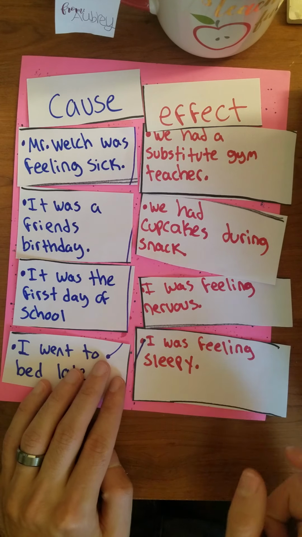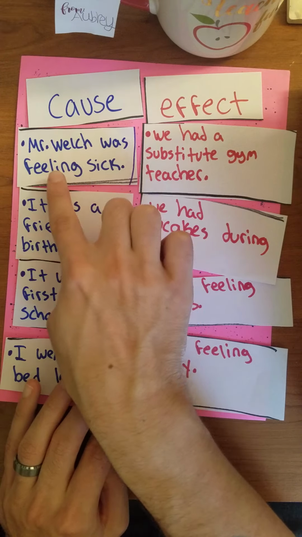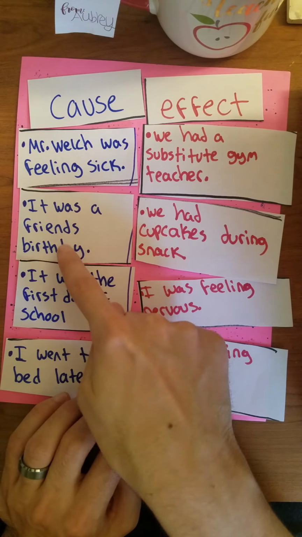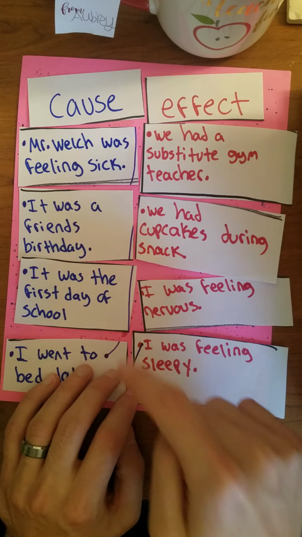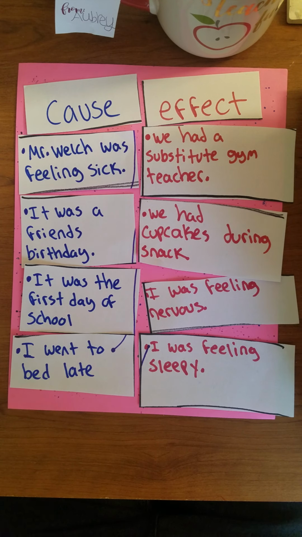And let's read these sentences. We had a substitute gym teacher because Mr. Welch was feeling sick. We had cupcakes during snack because it was a friend's birthday. I was feeling nervous because it was the first day of school. And I was feeling sleepy because I went to bed late.